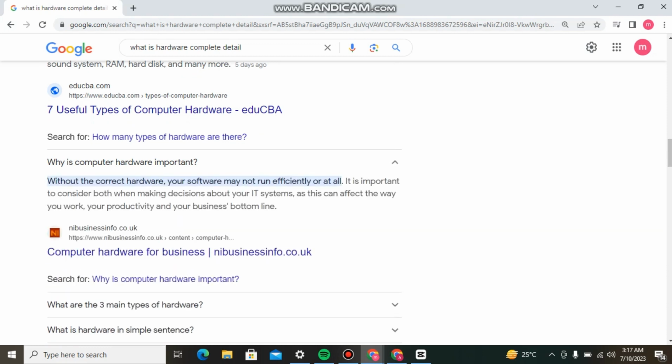Why is computer hardware important? Without the correct hardware, your software may not run efficiently, or at all. It is important to consider both when making decisions about the IT system, as this can affect the way you work, your productivity, and your business bottom line.